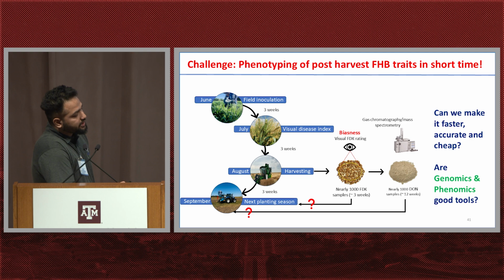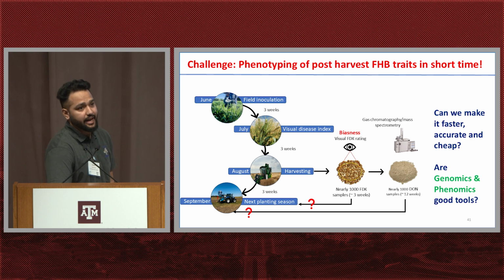Talking about inoculation, we inoculate in the month of June. After 21 days of inoculation, we take the data for the disease we saw in the field, that's the visual disease index. After 3 weeks of that, the plants are ready to harvest, and we go for harvesting. And after 3 to 4 weeks, we have to go for replanting. So basically, breeders have just a 3 to 4 week time period to make all the selections, like which lines are good and which lines are bad.